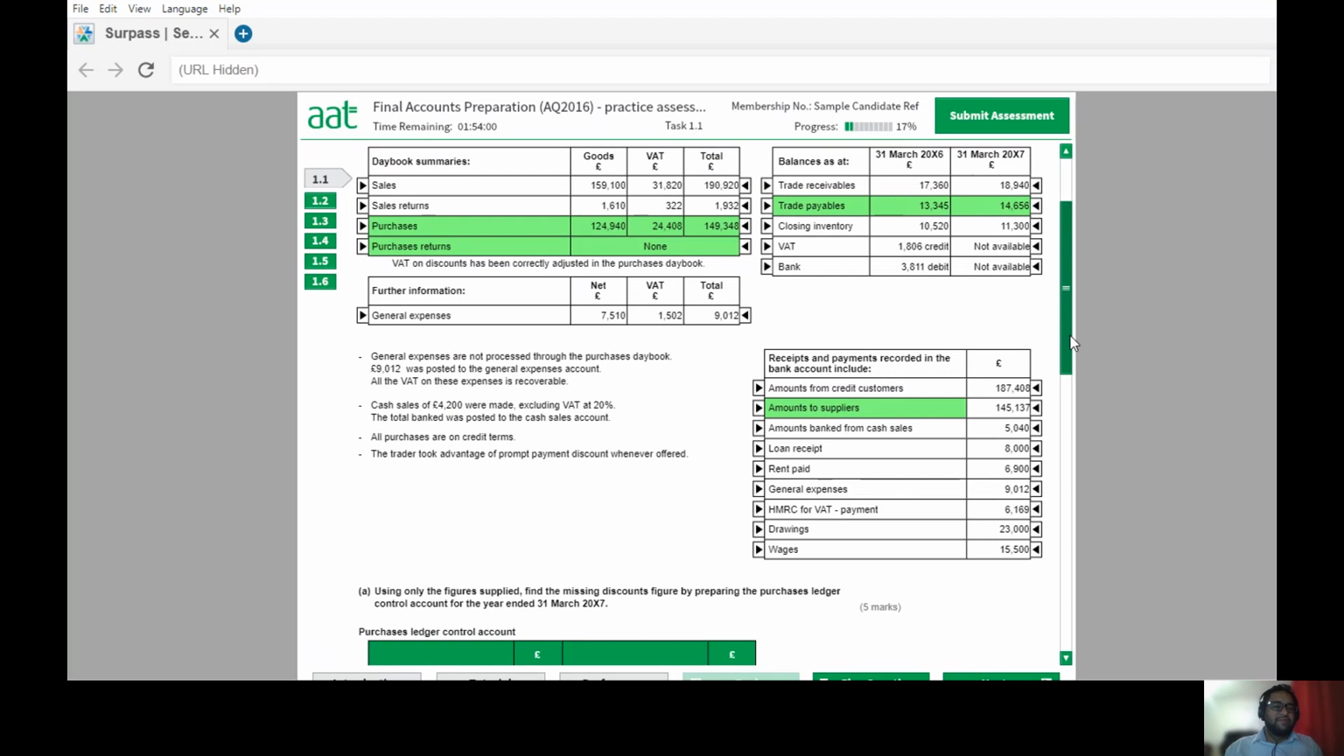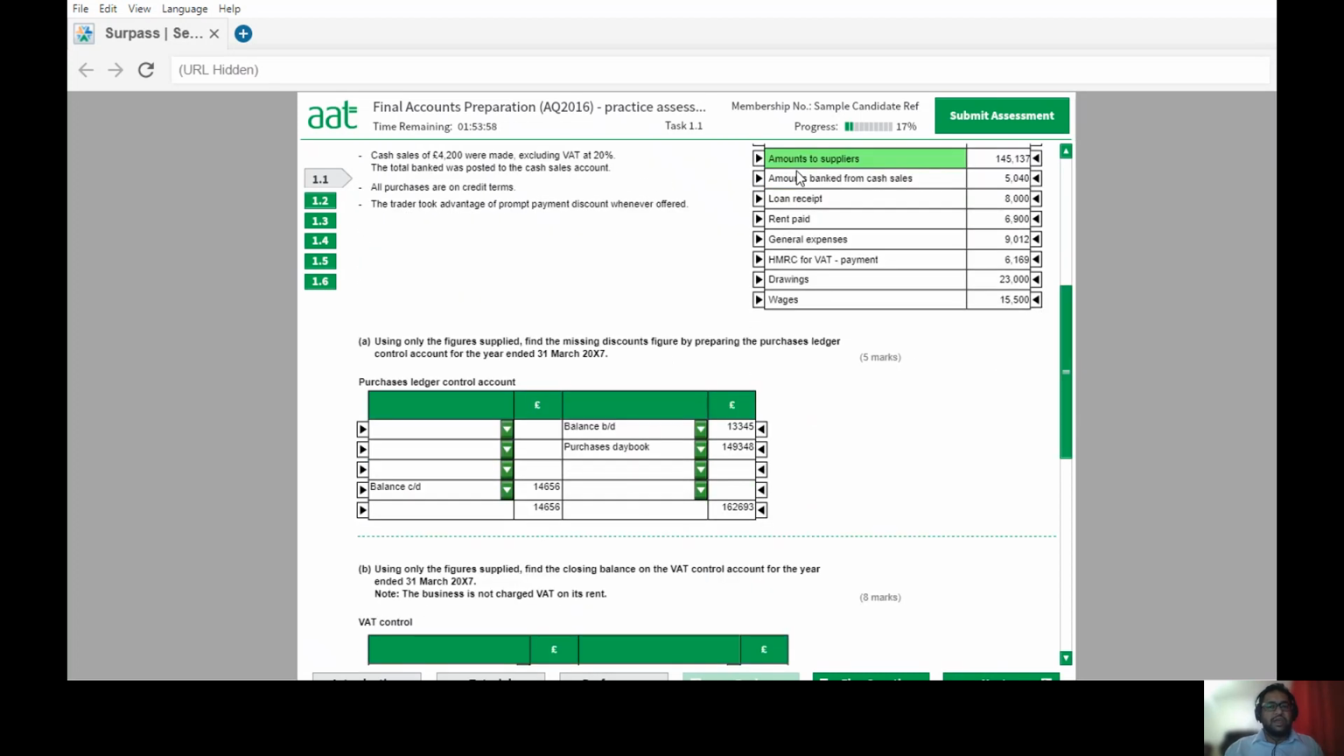And what is the other entry we are missing at the moment? We have the entry for the amount paid to suppliers. So which side am I going to enter this on? You also ask that question to yourself. Money coming into your bank account is a debit; money going out of your bank account is a credit. So if the amount we are paying to suppliers is a credit in the bank account, the purchase ledger account is going to be a debit entry. So 145,137 pounds. This has all been sorted now.